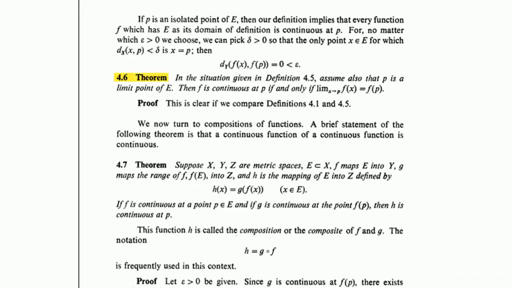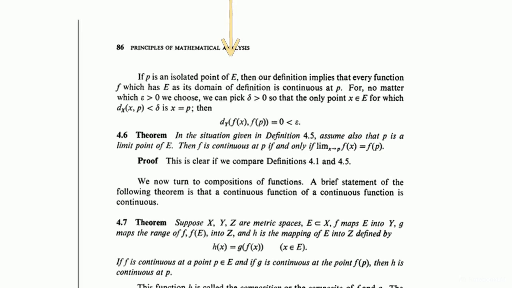Theorem 4.6 connects this back to limit sequences. If P is a limit point, continuity simply requires the limit of the function to equal the exact value of the function at that point. There is also a brief exception. If P is an isolated point, meaning it has no immediate neighbors, the function is considered continuous there by default, because there is no way to violate the epsilon bubble rule.